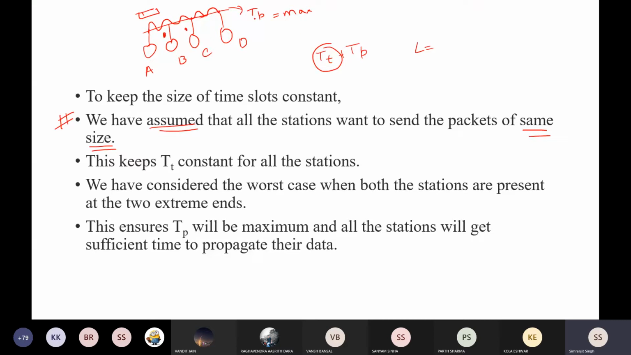Because it is the worst case, whatever is the worst-case timing, that is why we have taken TT plus TP here. The worst-case TP is taken here. So keep it in mind. This ensures that TP will be maximum and all the stations will get a sufficient amount of time to propagate their data.